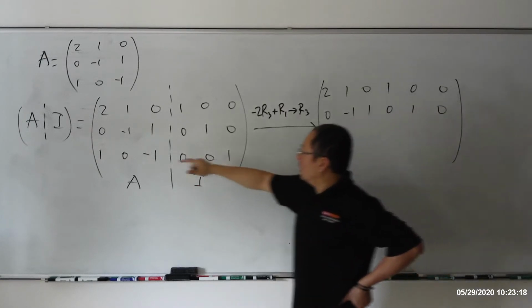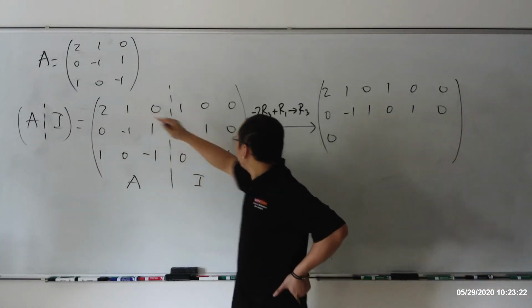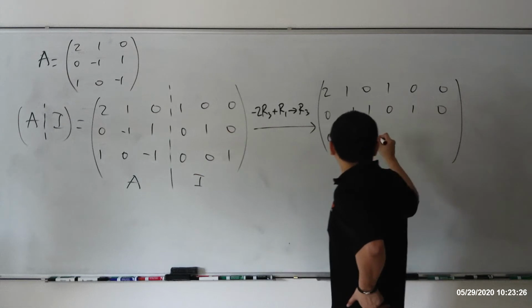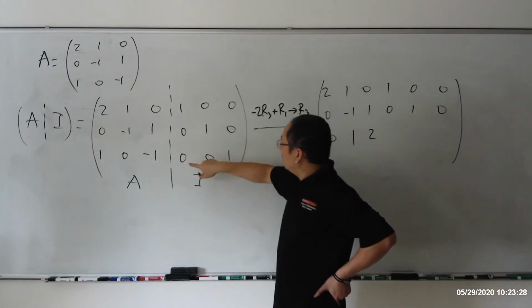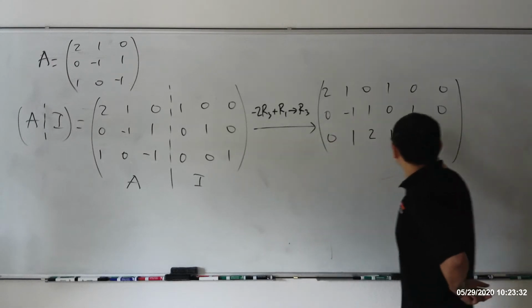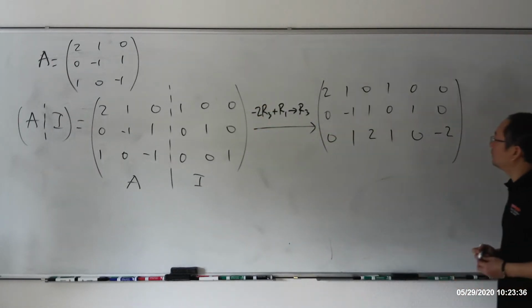Now row 3. -2 times 1 plus 2 is 0. -2 times 0 plus 1 is 1. -2 times -1 is 2 plus 0 is 2. And then -2 times 0 plus 1 is 1, 0, and -2. Okay.